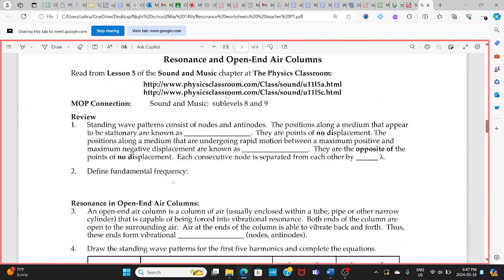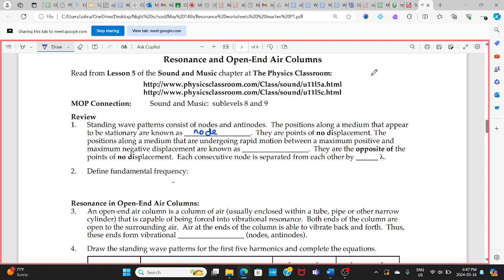I'm gonna continue with open end air column. So let's just fill in the blanks here first. Standing wave pattern consists of the nodes and antinodes. Positions along the medium that appear to be stationary. What do we call that? Can anyone tell me? The stationary position, is that node or antinode? It is node, right? The one that is not moving.